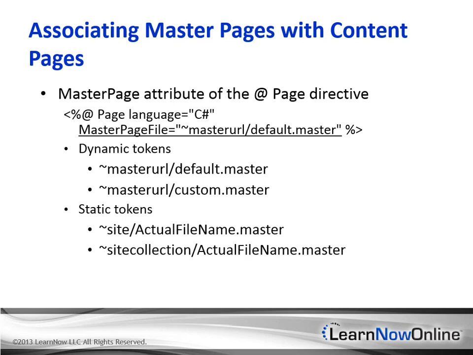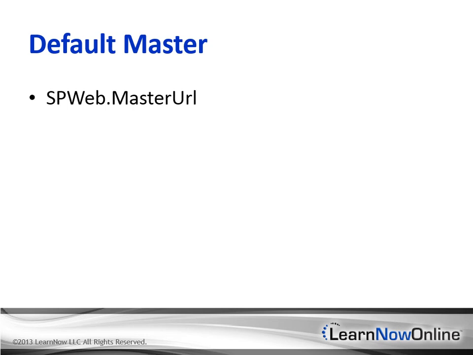Static just means you're pointing to the actual URL of a file, and the two tokens you see here, site and site collection, both correspond to the URL of a particular site. The SP web is basically the site, and the site collection is the root web of the site. That's the URL of the root web. For the default master, if you want to set that programmatically, you can use the master URL property.